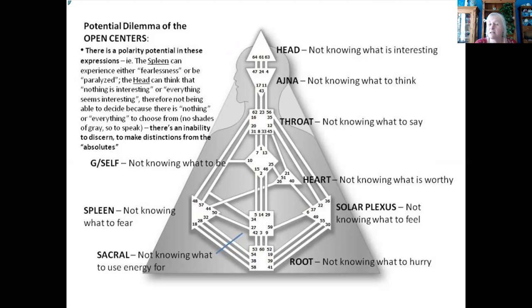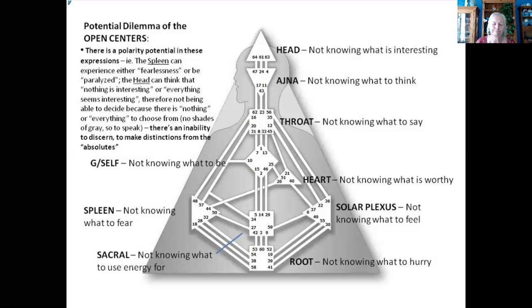So the head center has the dilemma of really not knowing what's interesting. The head could think that nothing's interesting or everything seems interesting. So one minute you're going, yeah, meh, I don't know, nothing interests me. And the next minute it's like, oh my God, I've got to know everything about that. Especially people coming into human design where they go, oh, there's all this information, I've got to know it all. With a completely open head center, it can easily get very overwhelmed by just trying to take in more and more of the information, not knowing what they need to know, not knowing what's relevant to know, just out of this pressure of, I must know it.